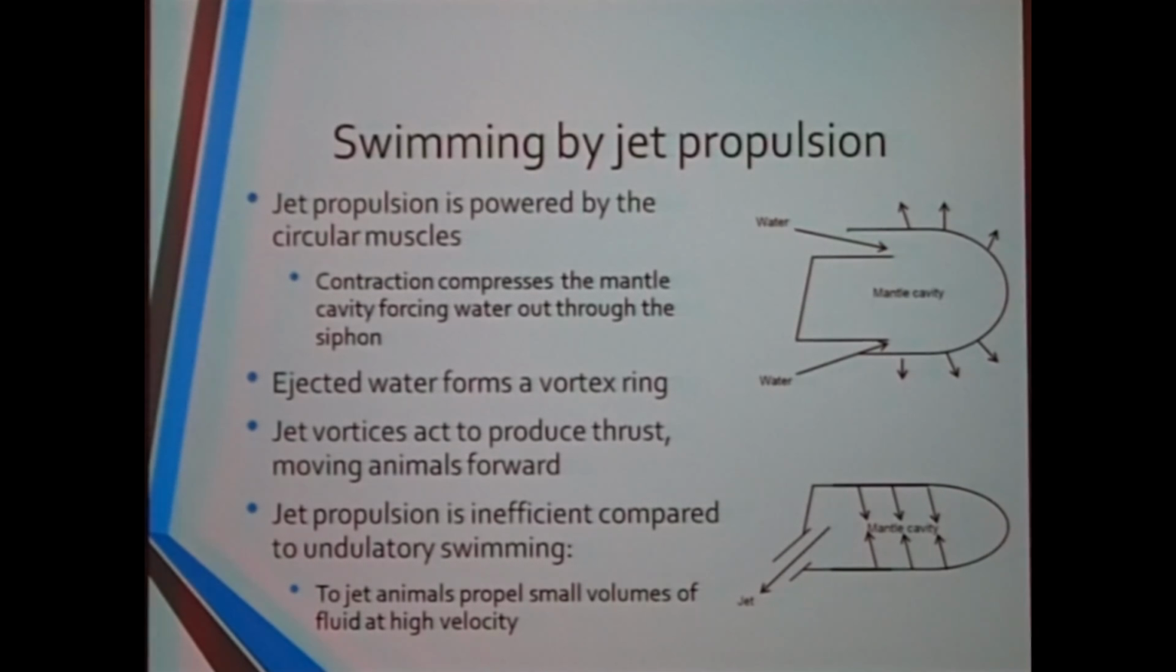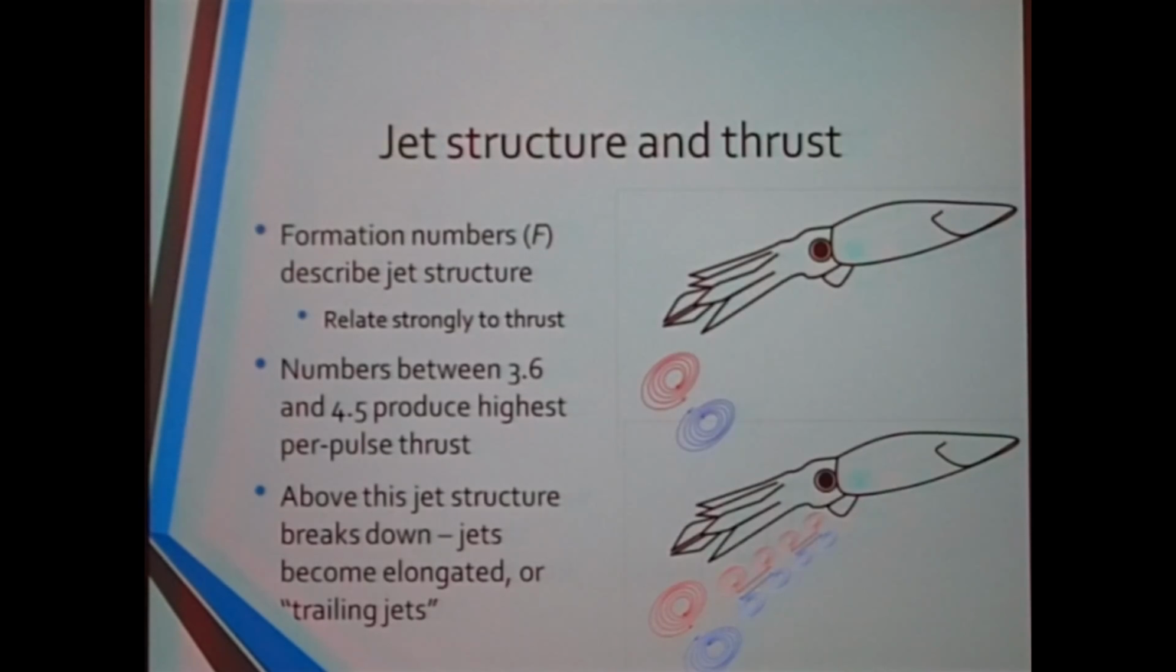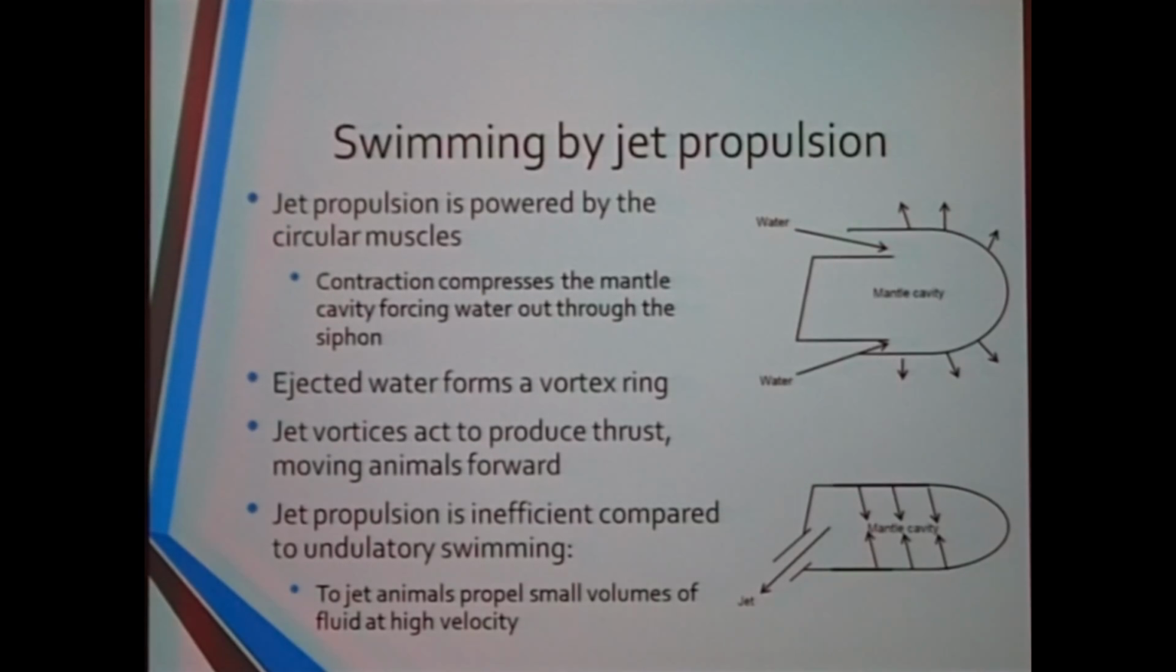In swimming by jet propulsion, animals use the muscles of the mantle cavity. These are the circular and radial muscles. The circular muscles act to compress the mantle cavity, which forces water out through the siphon. This water forms a structure which we call a jet vortex. I did have an image here showing that, but it's not showing up. Basically, you get a donut shape with water flowing around it and through the centre. These jet vortices act to create thrust, which is important in moving animals forward.